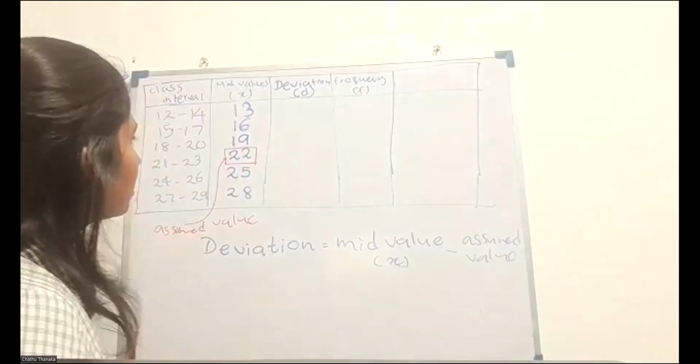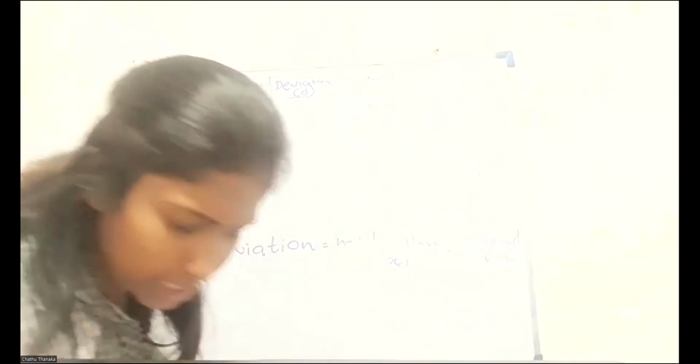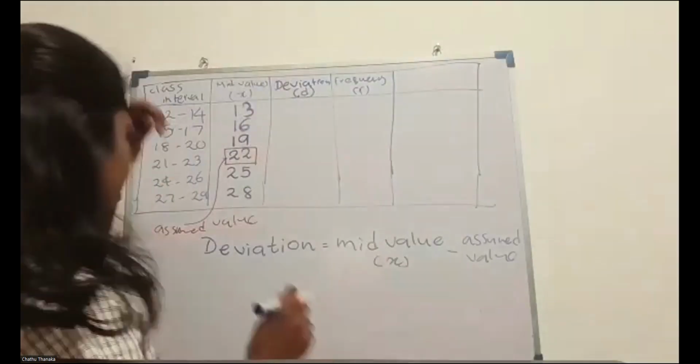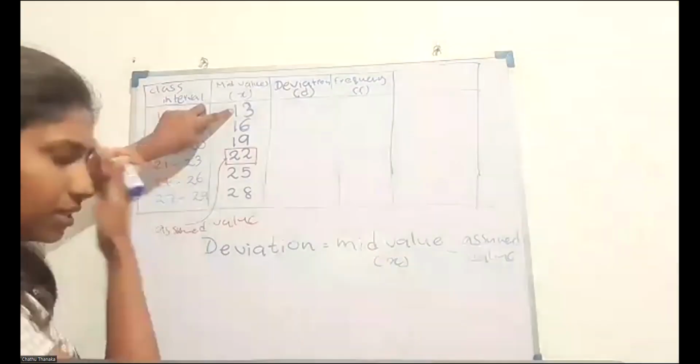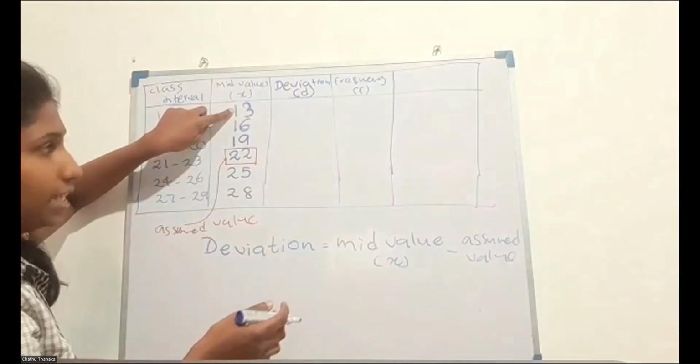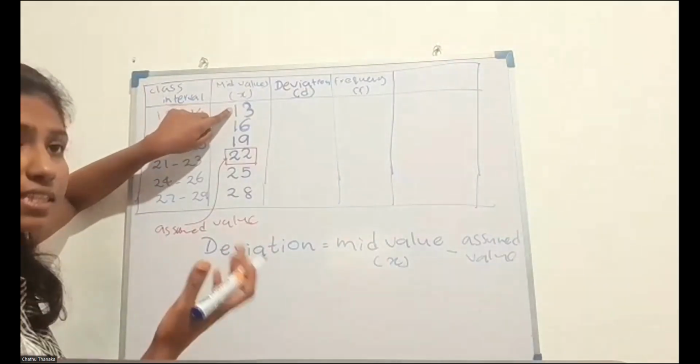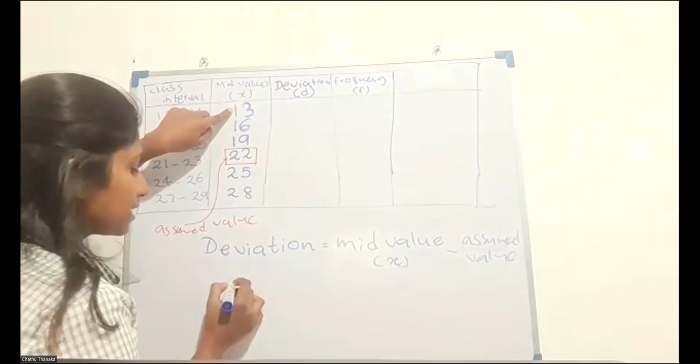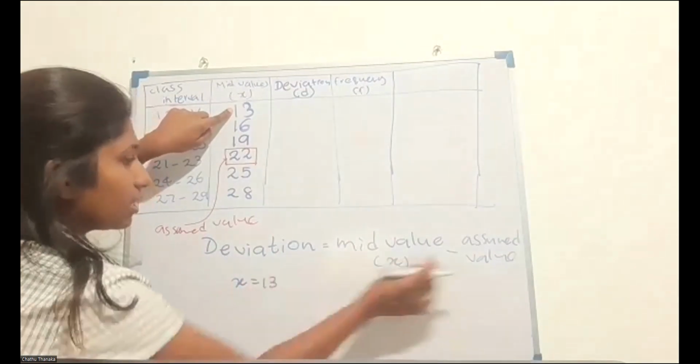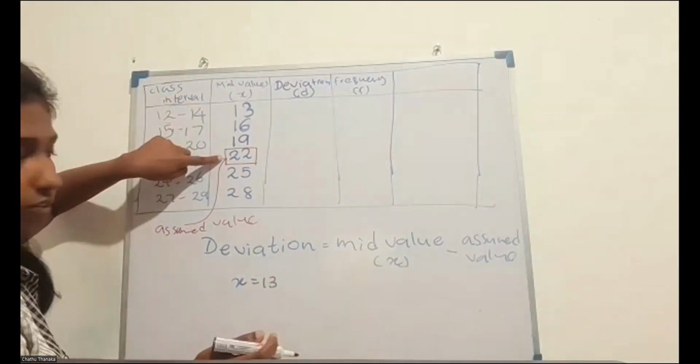So now let's complete the deviation column. Here, look at the first one. Let's substitute the value. Here the first value is 13. That is x, no? x is equal to 13. Then the assumed value. What is the assumed value?